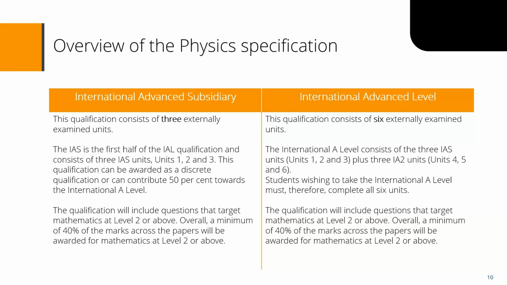Looking at the full A level, that consists of the full 6 externally examined units. The IAS units 1, 2 and 3, and 3 further units 4, 5 and 6. Students wishing to take the international advanced level need to complete all 6 units and assessment in them. It too includes questions that target maths at the same level, and again a minimum of 40% of the marks across the papers will be awarded for maths which is at that level, as you'd expect in a physics qualification.